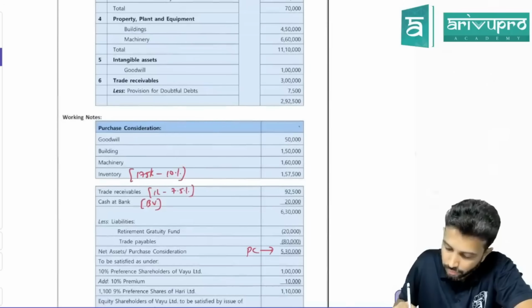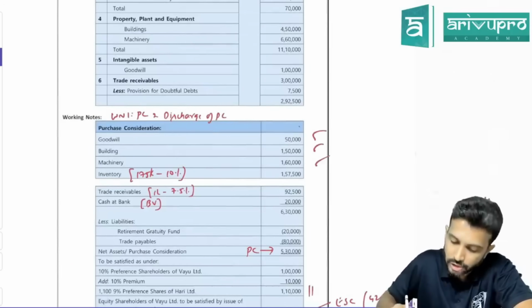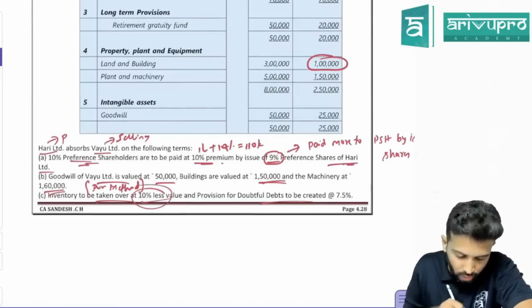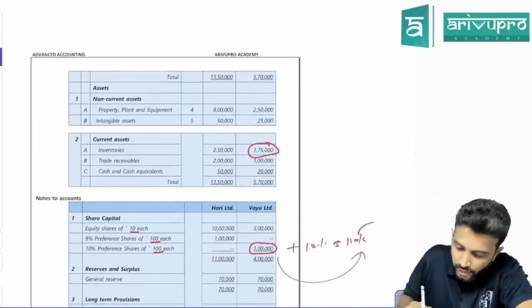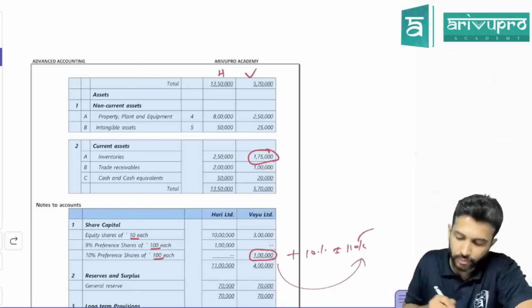Taken one by one, we'll take off 50, 150, and 160. That's all. Now, what did they say next? Inventory taken over at 10% lesser. Come back to the balance sheet. What is the inventory's value? This is Harika's, this is Vayu's. What is inventory of Vayu?